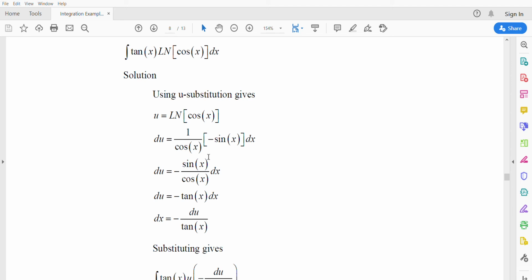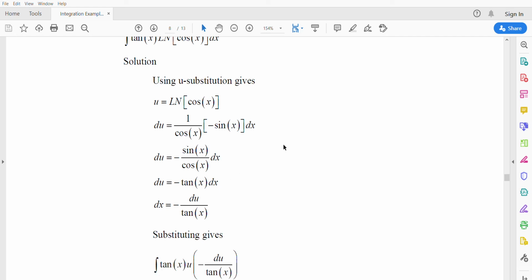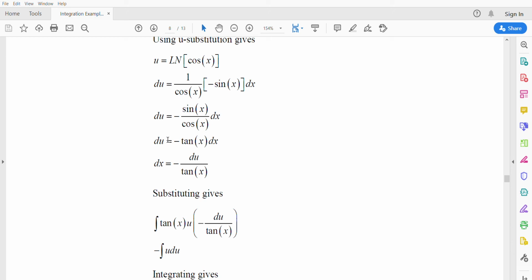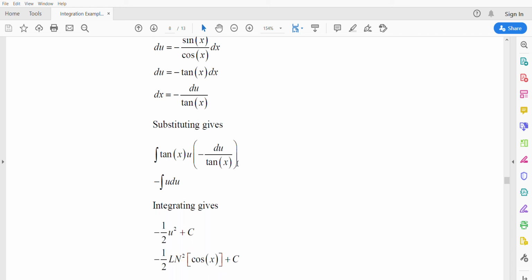Well, that gives me a negative sine of x over cosine of x dx. Sine of x over cosine of x, that is tangent of x. So I have du is equal to the negative of the tangent of x dx. Solving this for dx, I get dx is equal to the negative of du over the tangent of x. So if I substitute, I now get the integral of tangent of x times u times a negative du over tangent of x. My tangents cancel, and I get the negative of the integral of u times du.